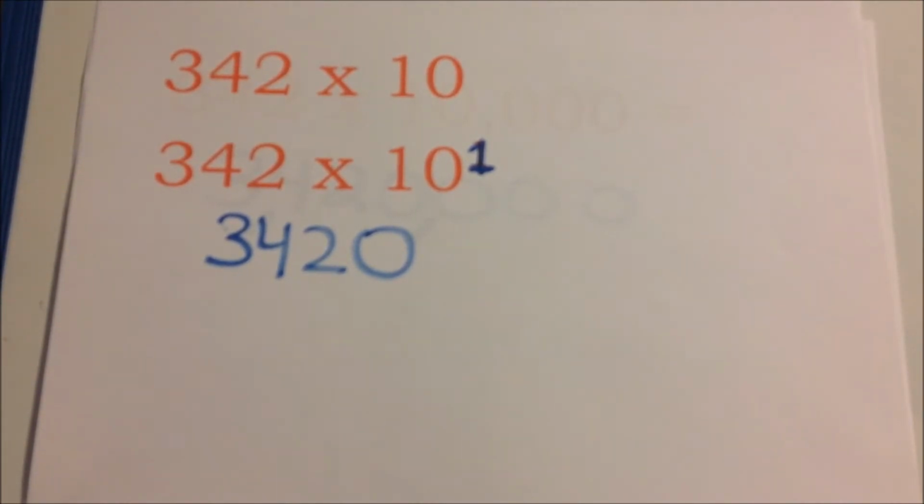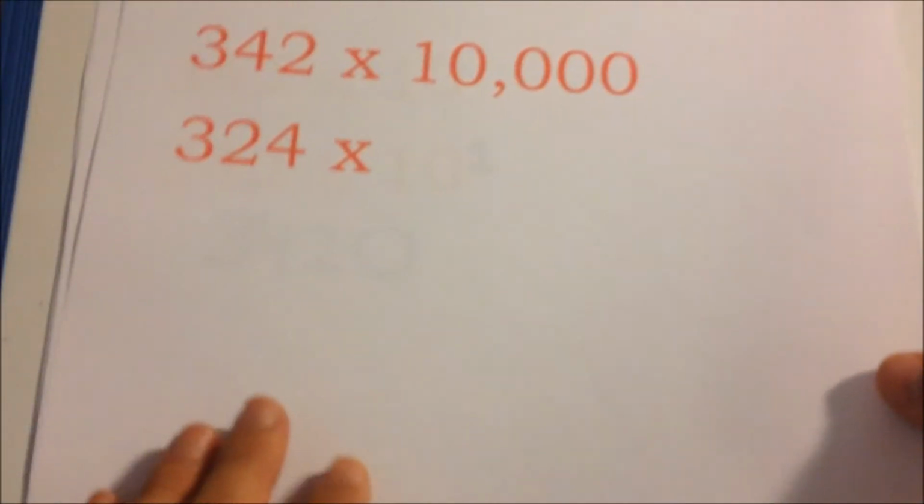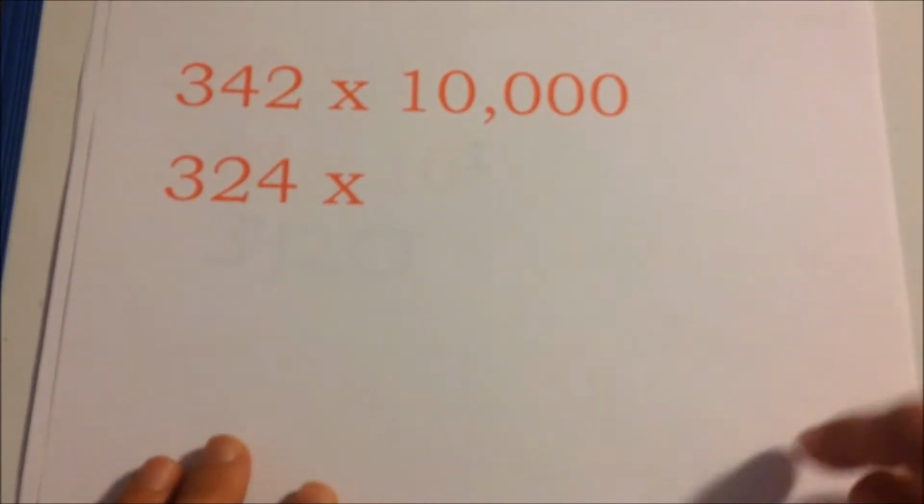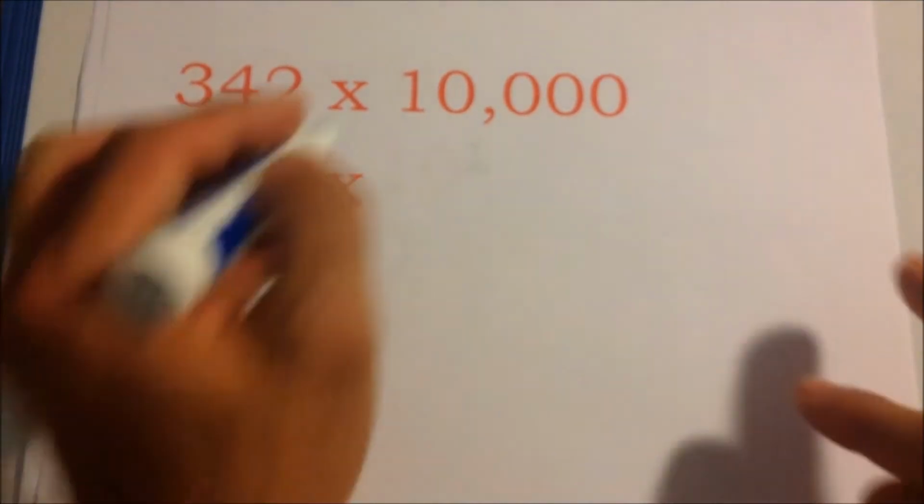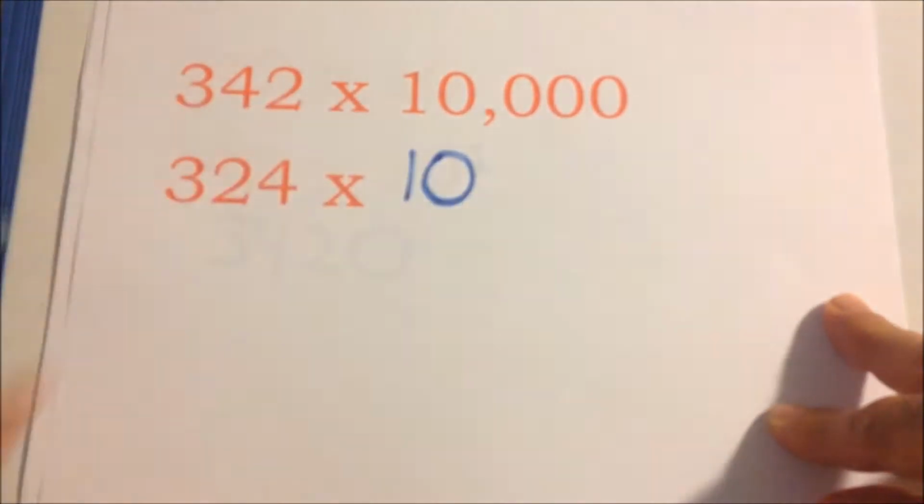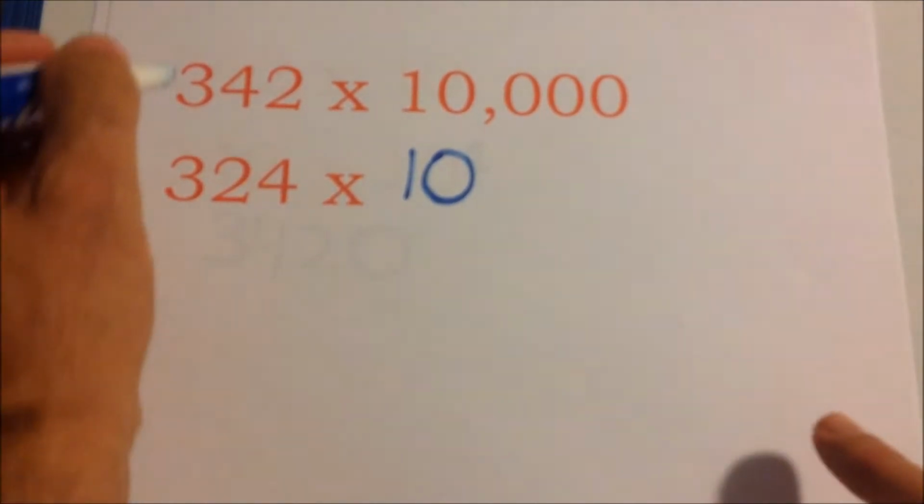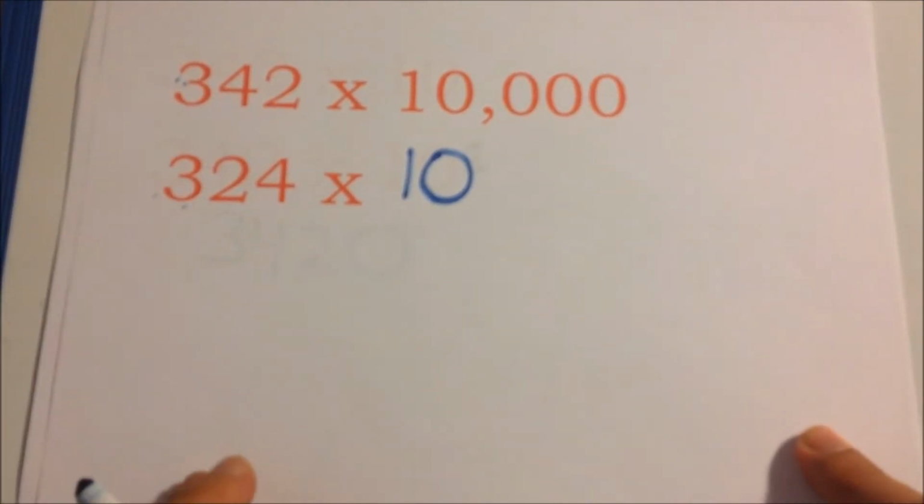So how can you do this one now? What if I gave you 342 times 10,000? How would you write that in exponential form? Remember we did exponential form? You have an exponent. So we're going to have a 10, but what exponent should I use for this and this to be the same thing?